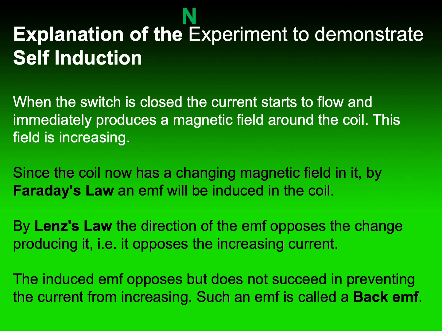And this induced EMF opposes but doesn't necessarily succeed in preventing the current from increasing. So this is called a back EMF. The result here is that it delays the buildup of current. This is the phenomenon we call self-induction. You can think of back EMF as pushback or opposition.